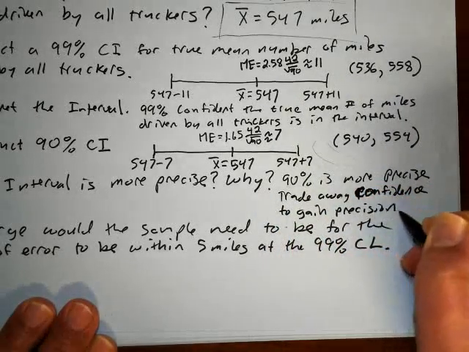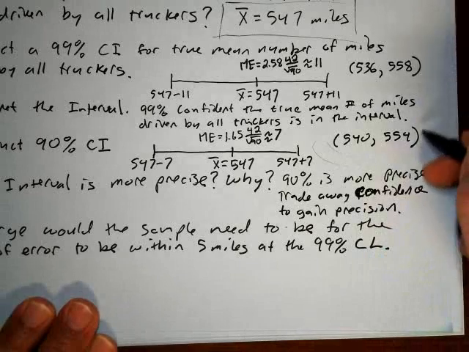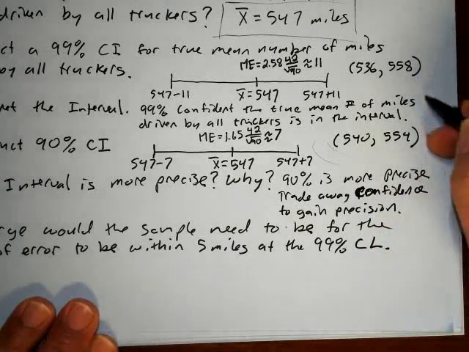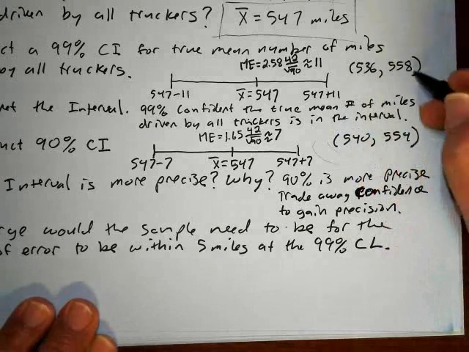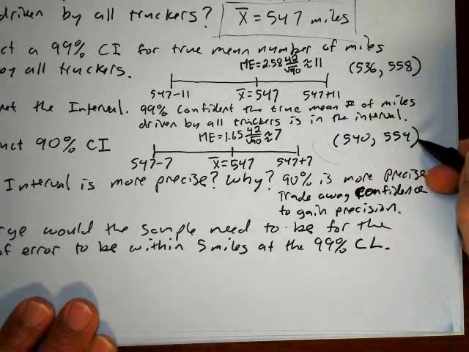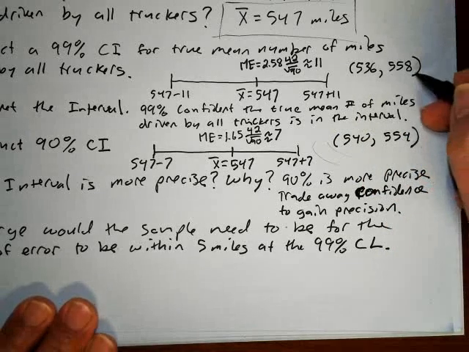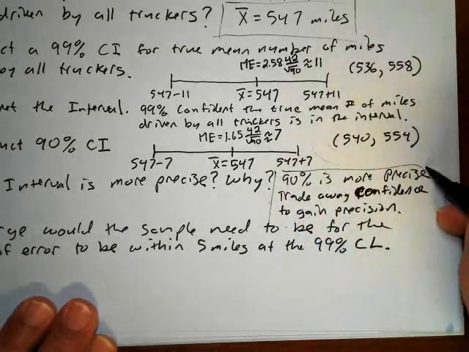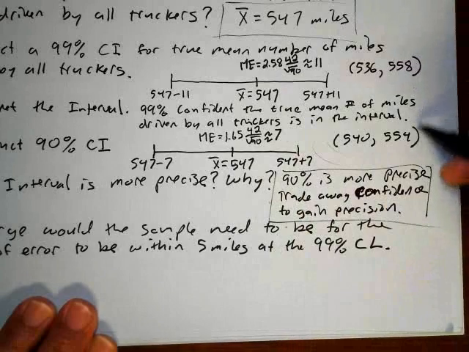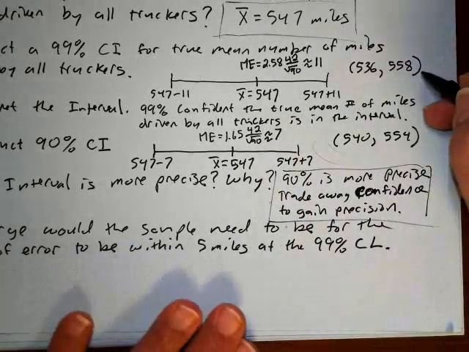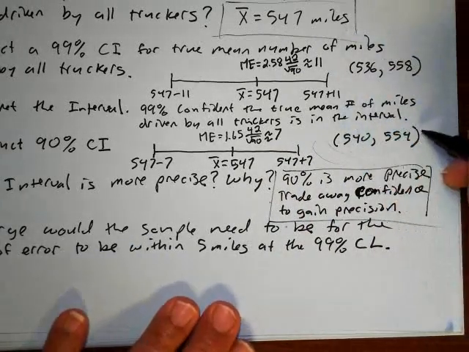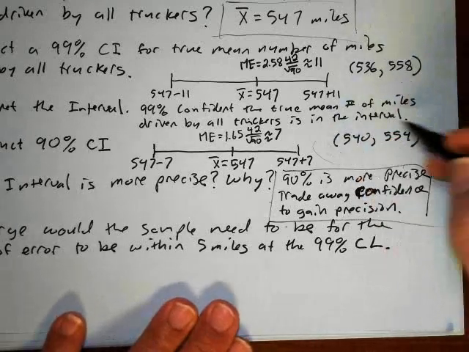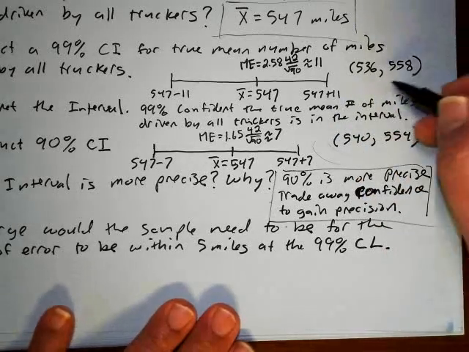I could have switched it around. So I'm more precise now, but what did I have to trade away to get this precision? I had to trade away some of my confidence, right? So one way you can think of this is it's kind of six of one, half a dozen of the other. Sure, this is more precise, but I'm just less confident. The only reason it's more precise is because I'm less confident.